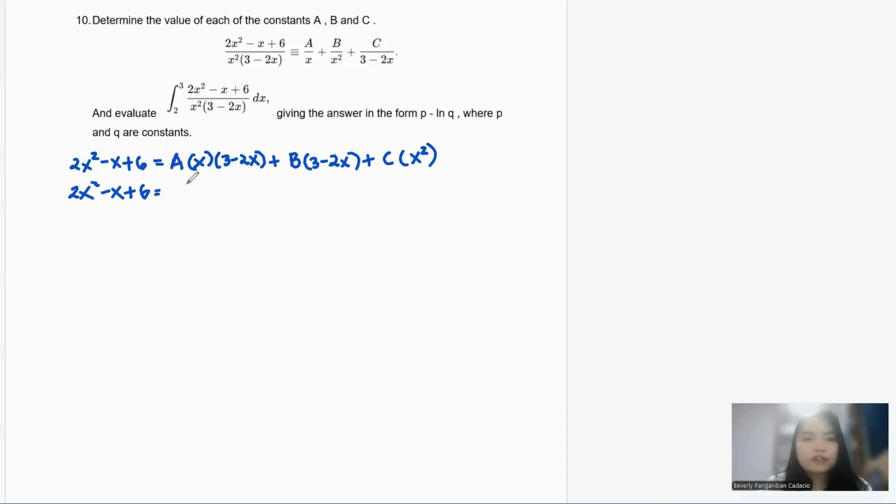Okay, so I'm going to have this one, ax. Imagine it's ax, and then multiply that one. So ax times 3, you're going to have 3ax. The other one will be negative 2ax squared. And then the other one, I'm just doing the rainbow method. So we have 3b, and then we have negative 2xb. And then we have cx squared.